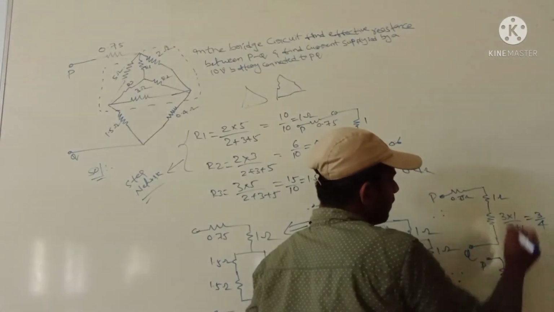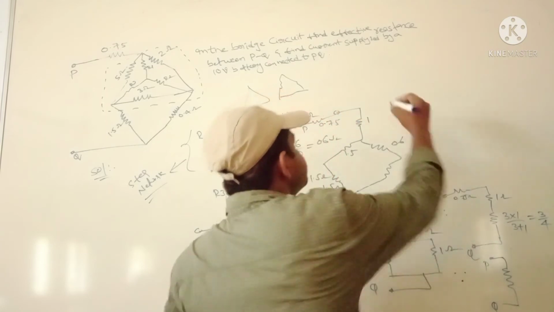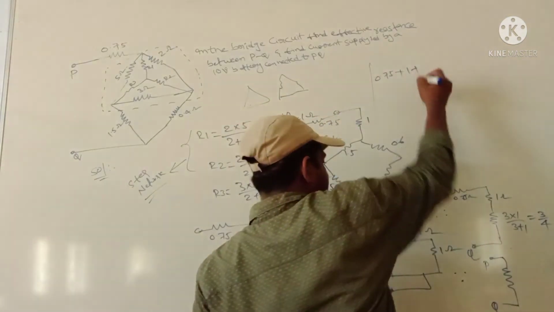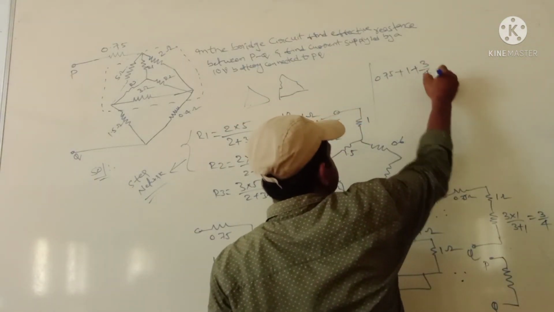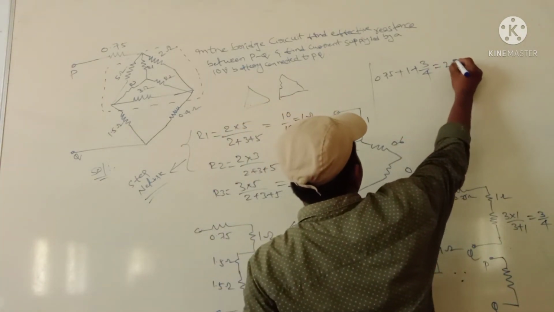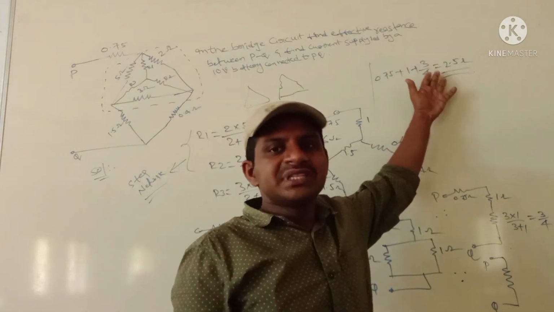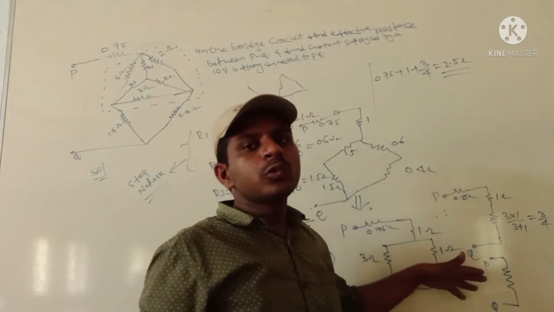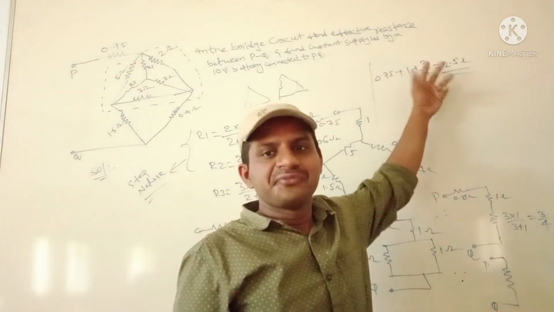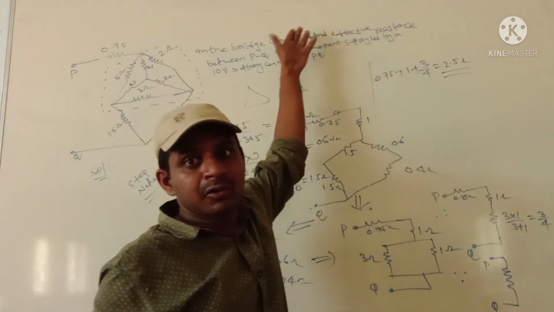Here, if you add all the resistances between P and Q, that is 0.75 plus 1 ohm plus 3 by 4, then we get 2.5 ohms. This is the total resistance existing between the P and Q terminals. So the final value is 2.5 ohms. Here we are finding the total resistance according to the given question.